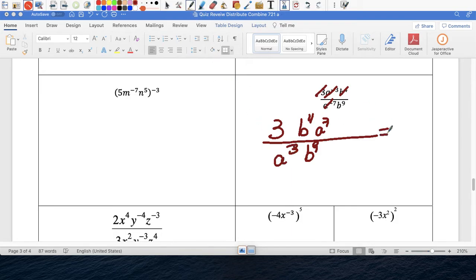Can I simplify now? Well, the 3 simplifies no more. But the a's, I have a^3 and a^7, right? a to the third power at the bottom, a to the 7 on top, which means after we simplify, we're going to have a to the fourth left over here. b^4 and b^9, again, after we simplify, we're going to have 5 b's multiplied by itself left over in the denominator. And that's your final answer.